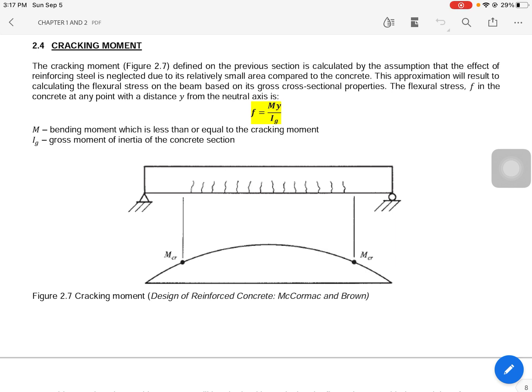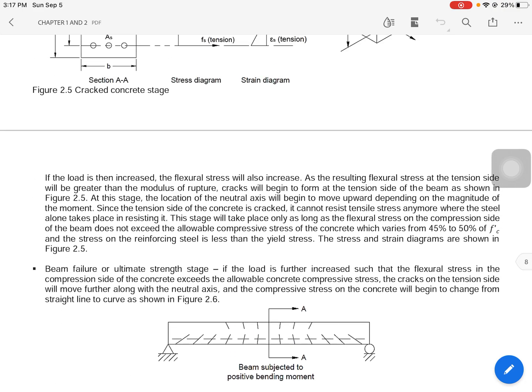Let's proceed to the next topic, which is the cracking moment. As shown in the figure, which I will explain later, the cracking moment is defined in the previous section. It is calculated by assuming that the effect of the reinforcing steel is neglected due to its relatively small area compared to the concrete.